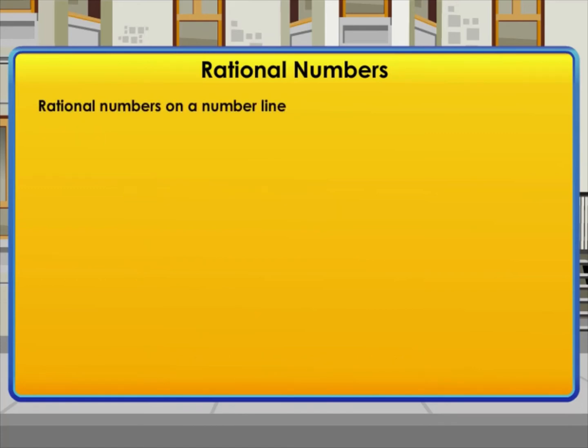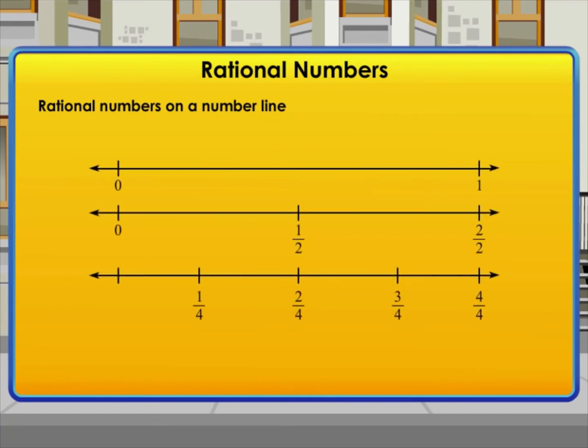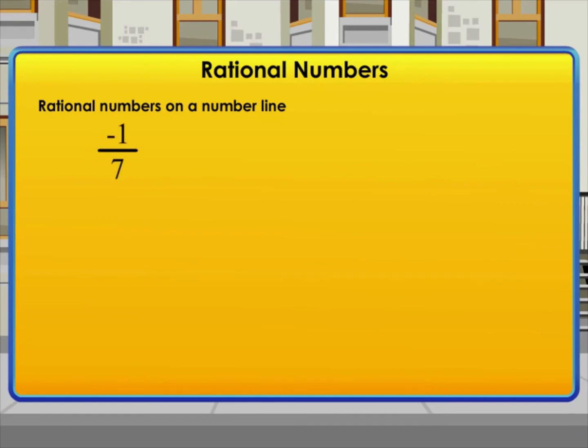Rational numbers on a number line. Children, in your earlier class you have learnt integers on a number line. The points to the right of 0 are denoted by positive sign and are positive integers. The points to the left of 0 are denoted by negative sign and are negative integers. Representation of fractions on a number line is also known to you. Let us see how the rational numbers can be represented on a number line.